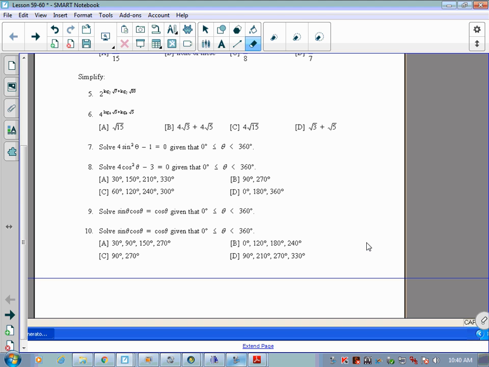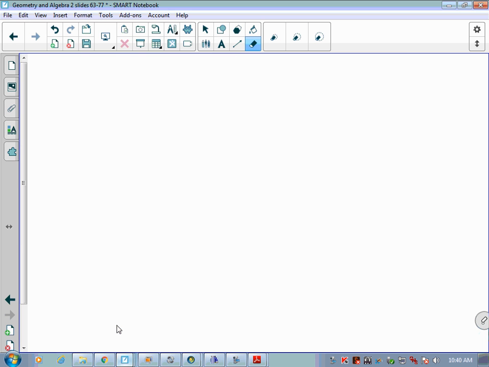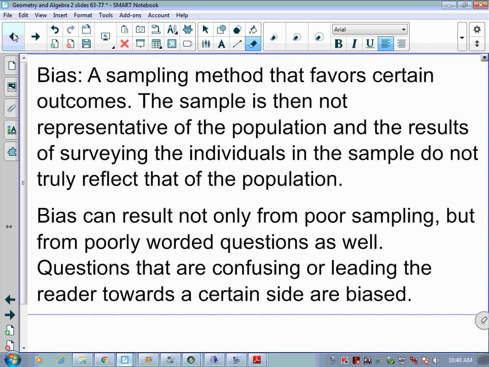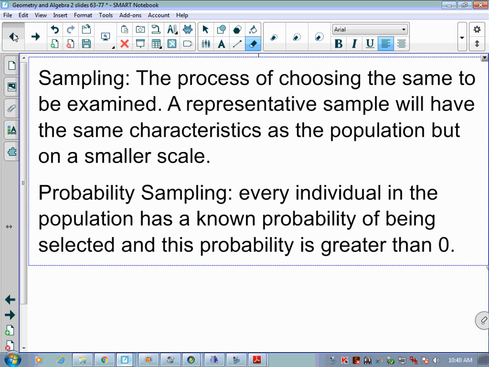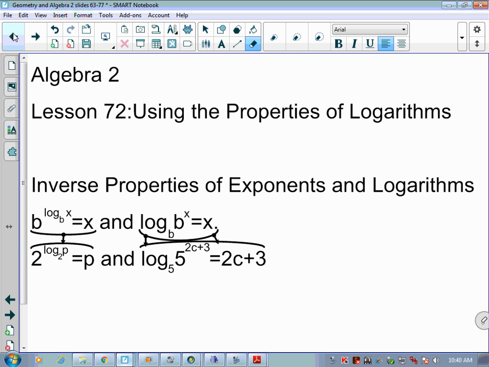I'm going to pick it back up with number 5. I showed this in the previous video, but I'm going to show it again here today in this class. That is some notes that we took yesterday in Algebra 2. And it's this right here, using properties of logarithms.